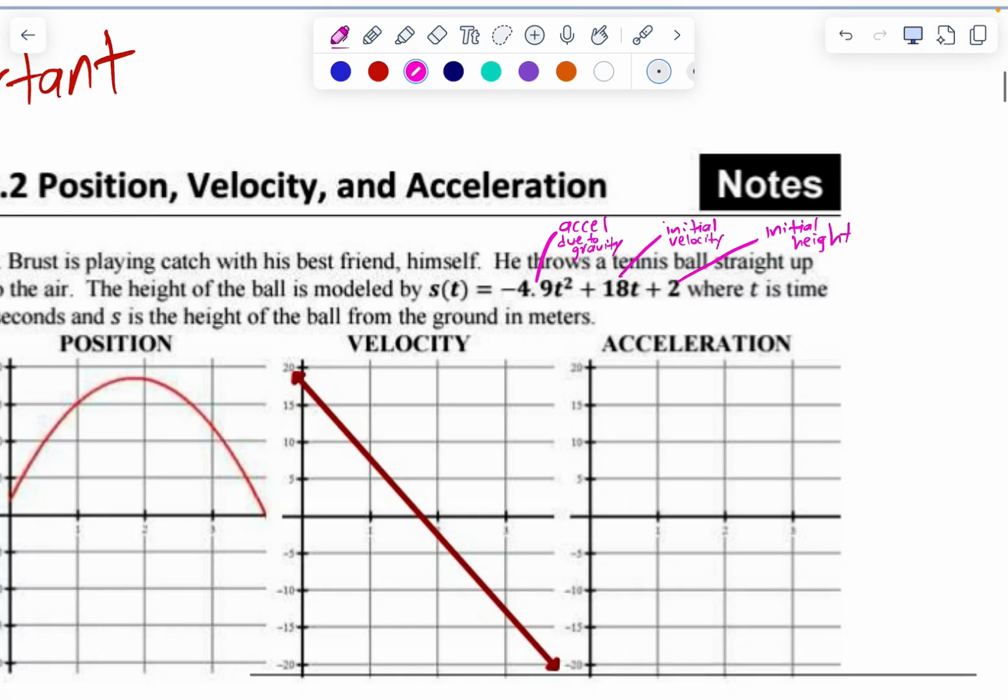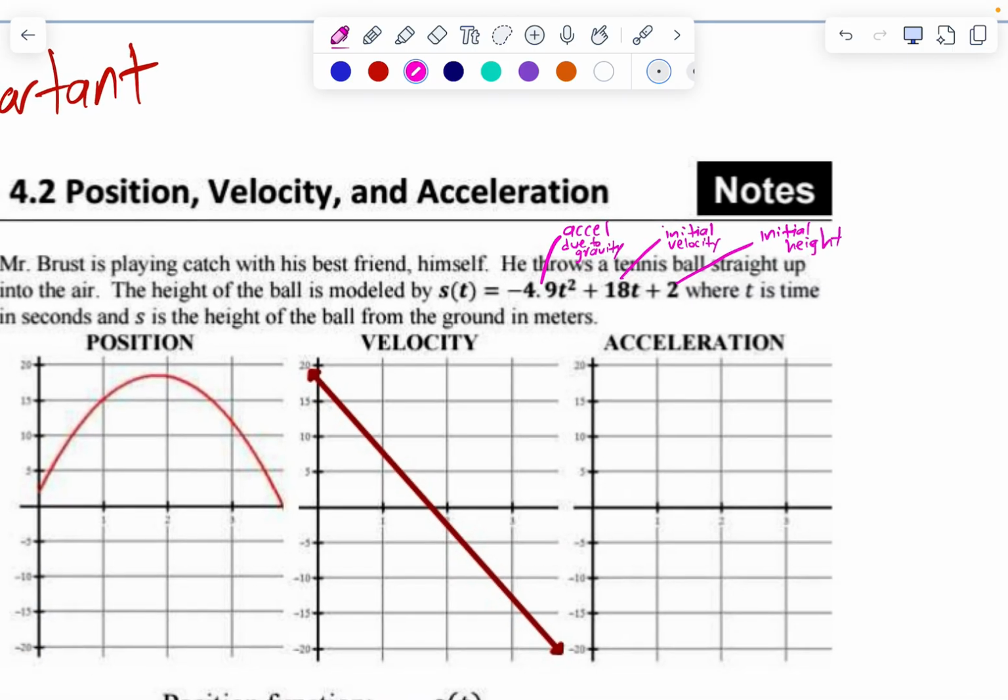That is a standard format for any kind of tossed, thrown, kicked, launched kind of motion, okay? It helps to understand what you're looking at. So this negative 4.9 is half the acceleration due to gravity. We threw it up with an initial velocity of 18 meters per second, and then we threw it from 2 meters. So maybe like right here we released it. Or maybe it was over here. Make sense? Okay.